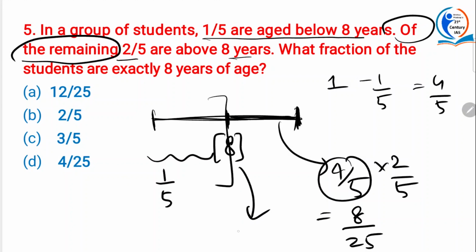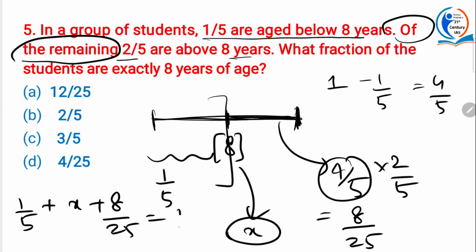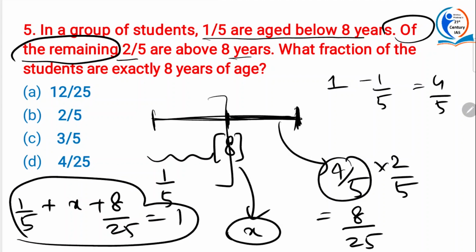Now, how will you get this particular number if it is x? Now, 1 by 5 plus x plus 8 by 25 is equal to 1. Okay, when I am writing in terms of fractions, I will write the entire equation in terms of fractions only. Here I will take fractions and here I will write 100%. It does not work like that. Okay, so here instead of writing 100%, I wrote 1. Alright, now what will the value of x be?